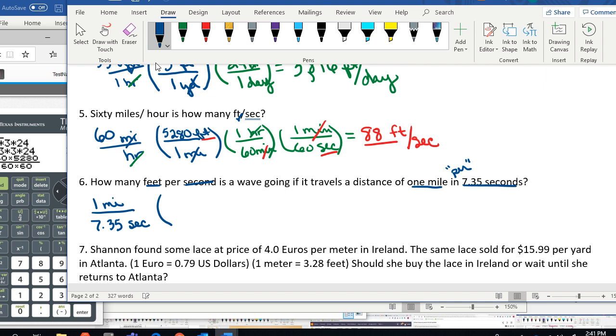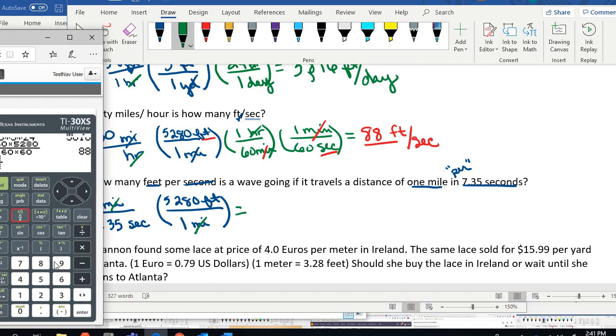Seconds times, now this is where I'm going to change miles to feet. So 1 mile is 5,280 feet. I know we've used that so many times and we'll keep using it. Now we want to go per second. My miles canceled. I am already at feet per second, so all I have to do is simplify this. This is the beauty of this setup. I did not have to figure out, am I multiplying or dividing? I just go to N over D, put 5,280.